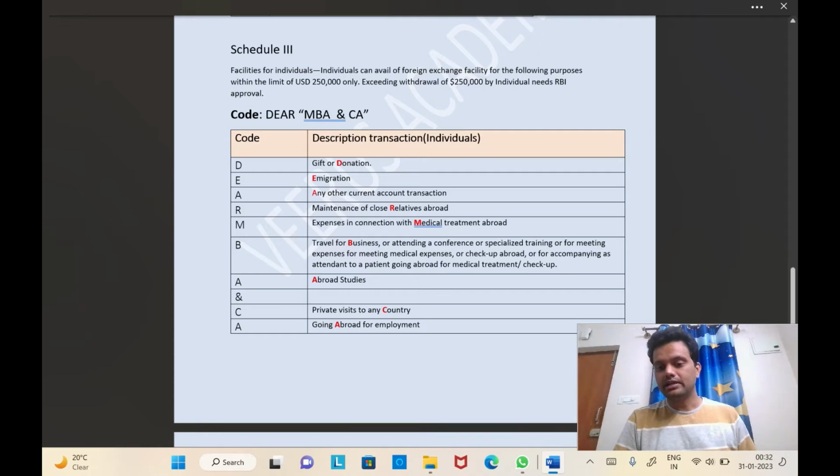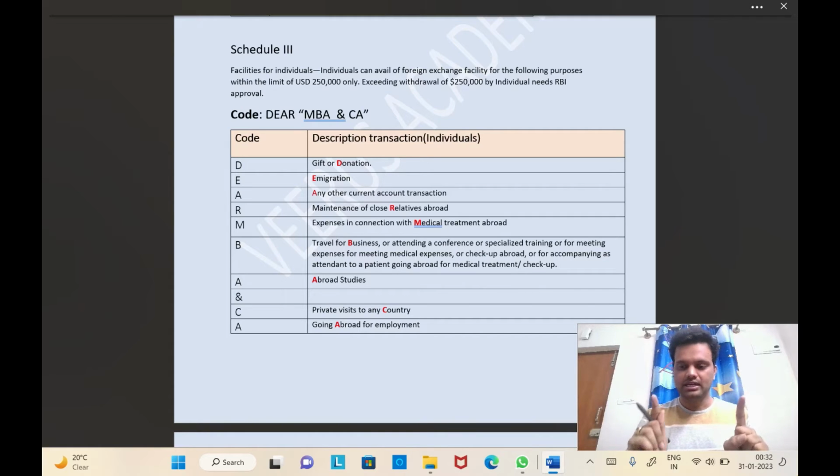Schedule 3 is related to the transactions where RBI approval is needed. This has two parts: one is individuals, the other is other than individuals. For individuals there are some provisions, and for other than individuals there are provisions as well. First, we will see the individuals. Individuals can avail foreign exchange facility for the following purposes within the limit of 2,50,000 only. Under 2,50,000 they can avail this limit. Exceeding withdrawal of 2,50,000 needs RBI approval.